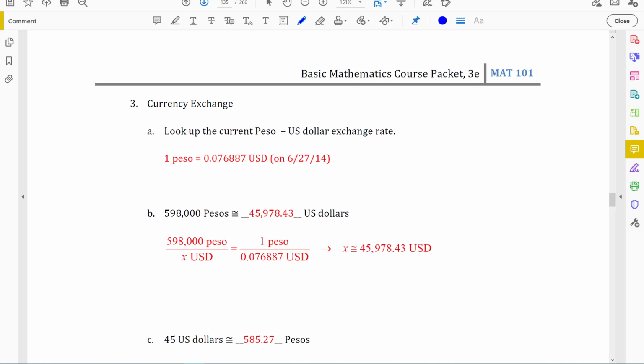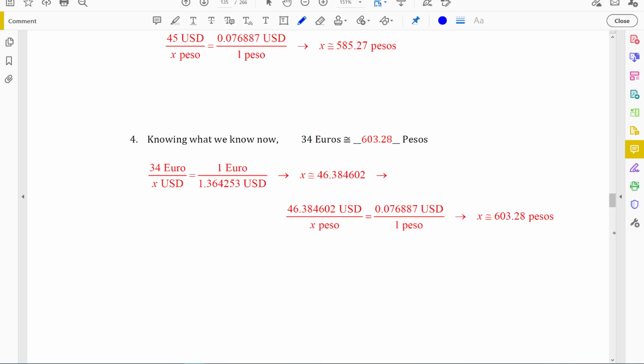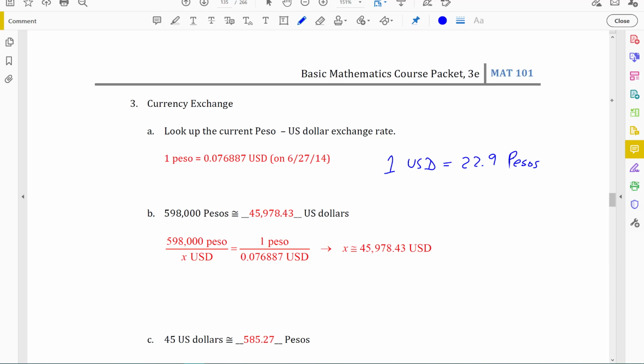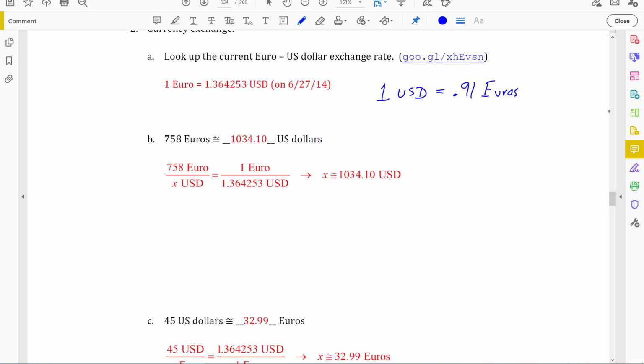On page 135, you can use 1 US dollar is equal to, pretty close to 22.9 pesos. All right, again, that's 1 US dollar equals 22.9 pesos. You can do your work from there. And for the very last question, number 4, which is the last question for the group work, you'll need to make use of both those facts. You'll need to use the fact that 1 US dollar is 22.9 pesos. You'll also need to use the fact that 1 US dollar is 0.91 euros. It will be a two-step process requiring you to do both.